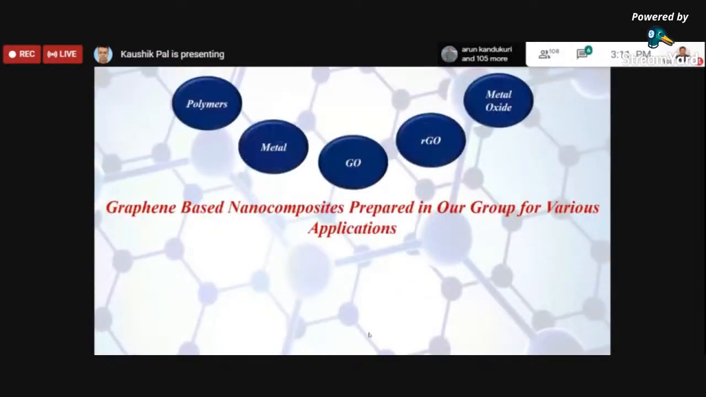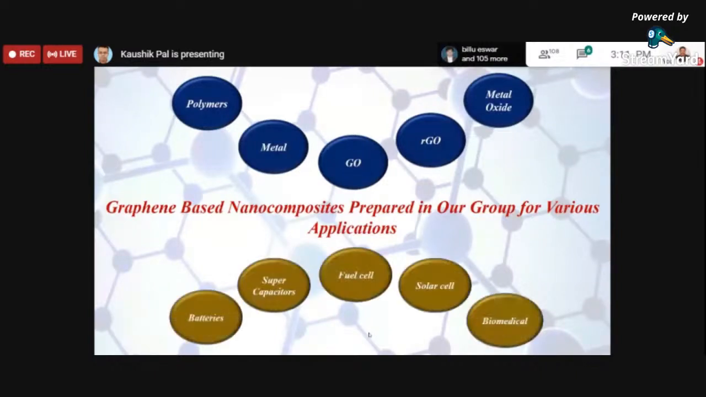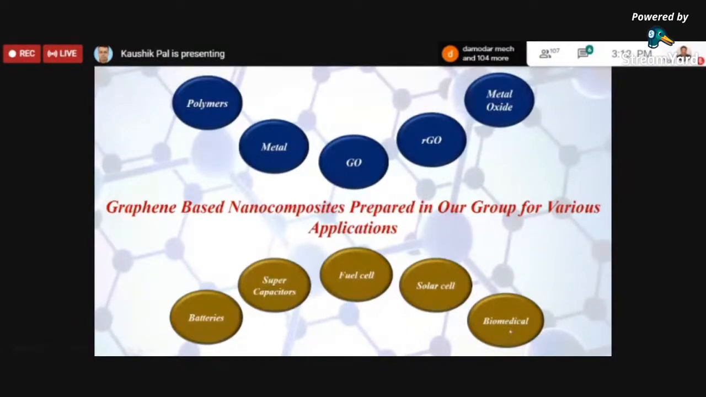Now, graphene-based nanocomposites prepared in our group: the polymer nanocomposites, some metal matrix nanocomposites, some formations of graphene oxides, reduced graphene oxides, and metal oxides. And the applications are batteries, supercapacitors, fuel cells, solar cells, and biomedical applications too. So first, we are going to start with graphene for energy harvesting systems.